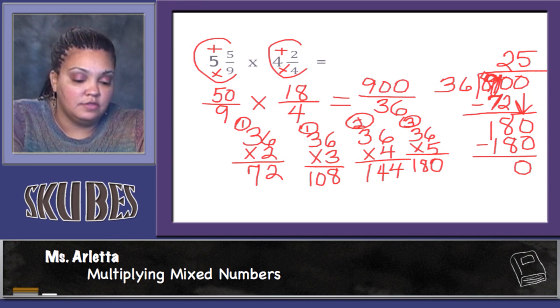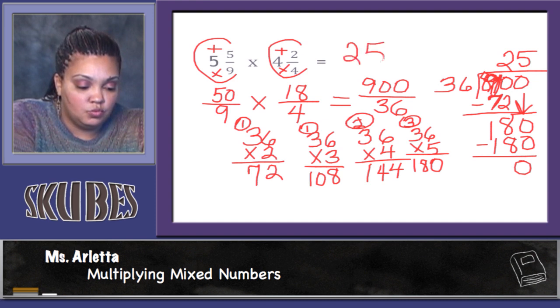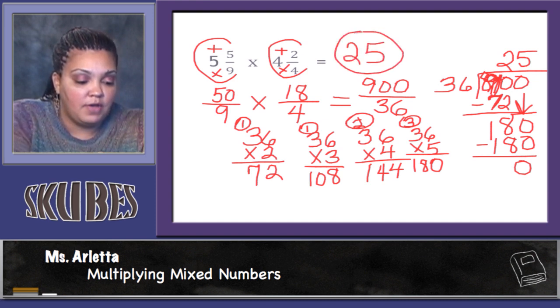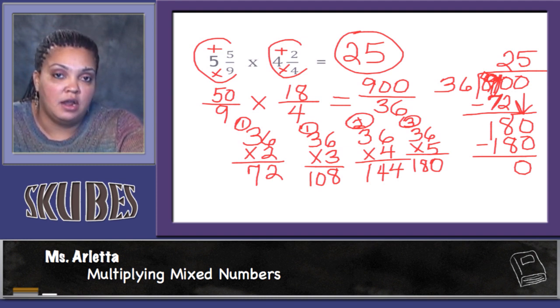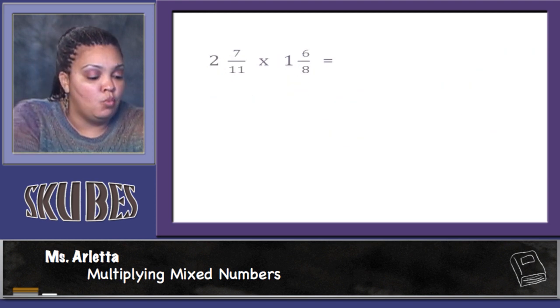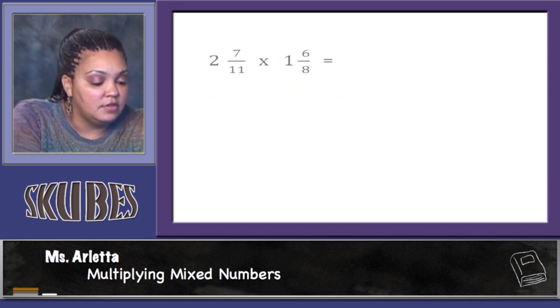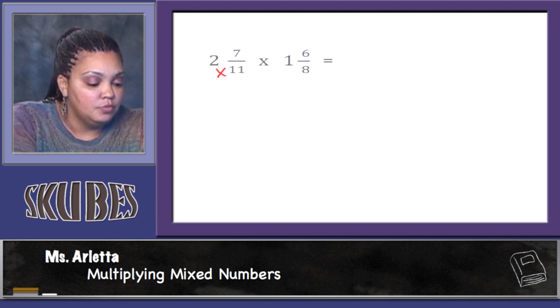So our final answer would be 25. 900 divided by 36 is equal to 25. That would be your final answer. And you will notice it ends up as a whole number. It's not a fraction. We have one more problem to try to practice to master this multiplication of mixed numbers.